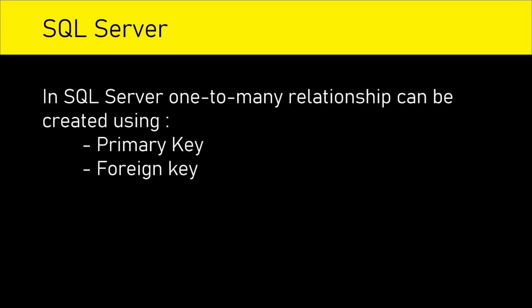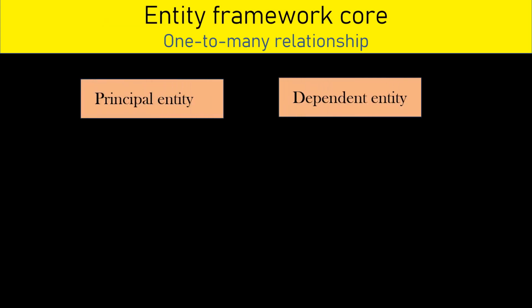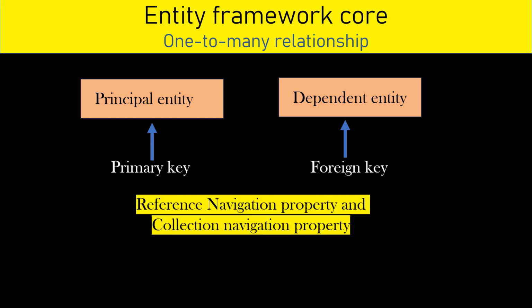In SQL Server, we can set up a one-to-many relationship using primary key and foreign key constraints. In the case of Entity Framework Core, we name the entities involved in the relationship as principal entity, which is the parent entity, and dependent entity, which is the child entity. On the principal entity, we set the primary key property. On the dependent entity, we set the foreign key property. We also have special types of properties. We call them reference navigation property and collection navigation property. Let's see how to set them up.